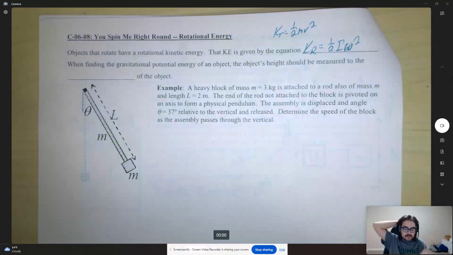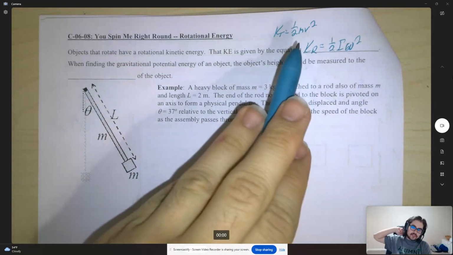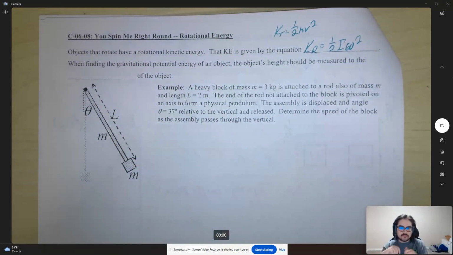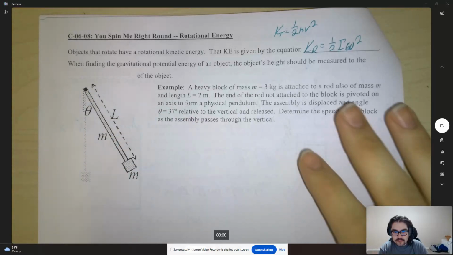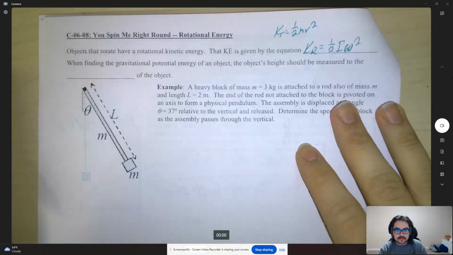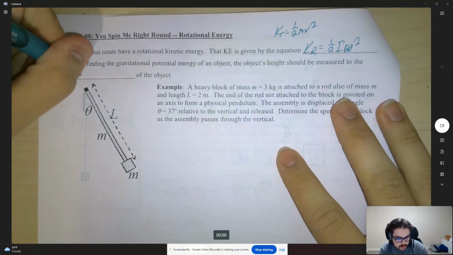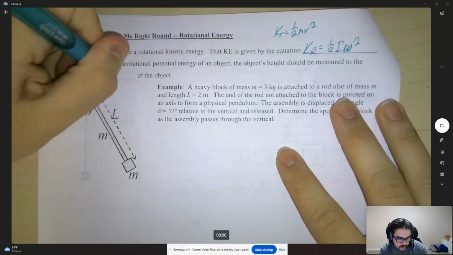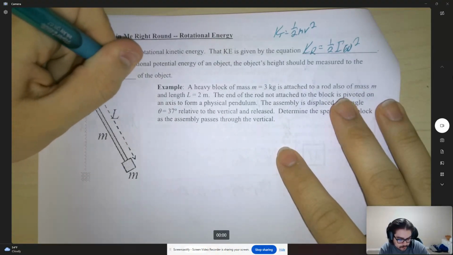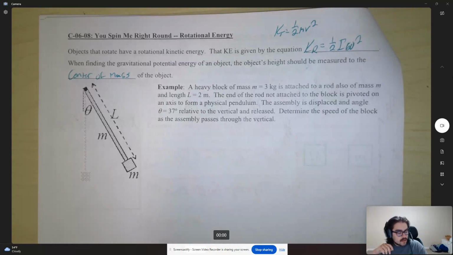So they're all the same, right? We're just turning m and v into the rotational versions. When you find the gravitational potential energy of an object, we always measure the height with respect to the center of mass of the object.